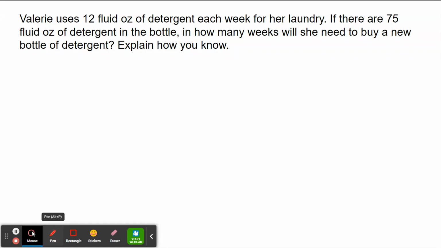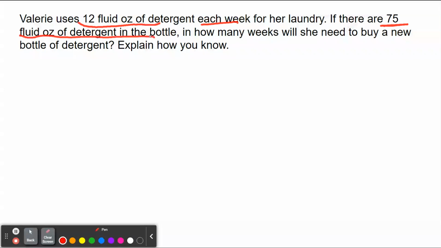So Valerie uses 12 fluid ounces of detergent each week for her laundry. If there are 75 fluid ounces of detergent in the bottle, in how many weeks will she need to buy a new bottle of detergent? So we want to figure out in how many weeks will she need to buy a new bottle of detergent. All right, let's go ahead and draw a picture.